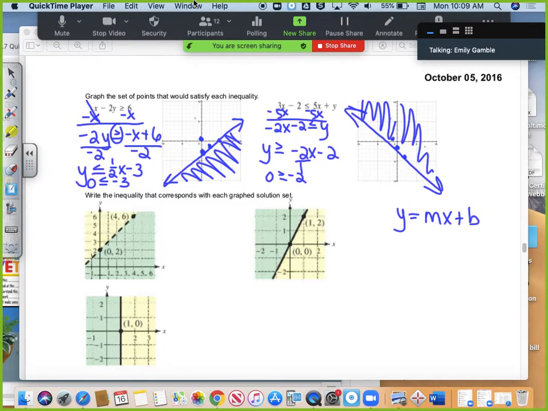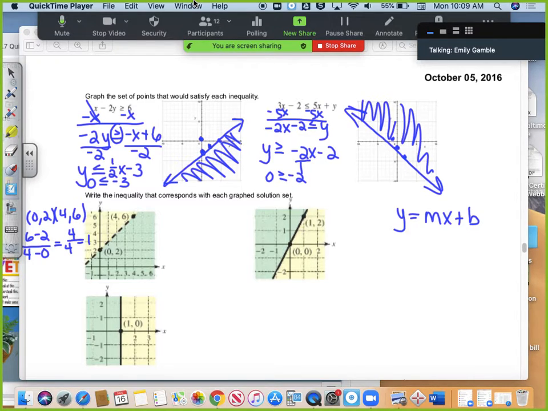To figure out the slope of these lines, you can either count or you can use the slope formula. If I look at the point 0, 2 and the point 4, 6, I would find the slope by doing 6 minus 2 divided by 4 minus 0. 6 minus 2 is 4. 4 minus 0 is 4. The slope of this line is 1.